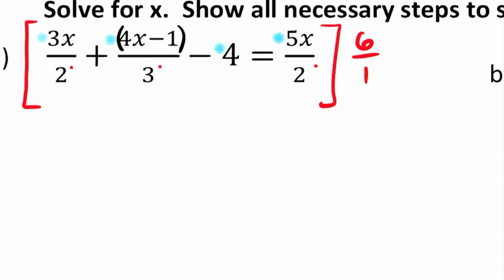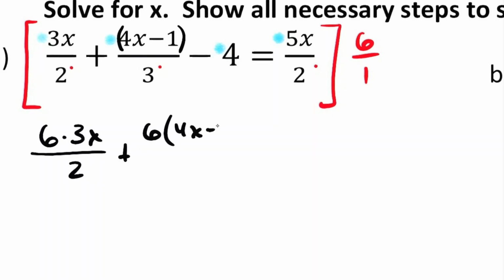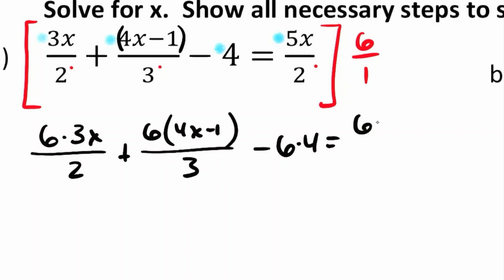So I'm just going to go ahead and write this out visually. This is so that we can see all the steps. This is 6 times 3x over 2, plus 6 times the quantity of 4x minus 1 over 3, minus 6 times 4, equals 6 times 5x all over 2.